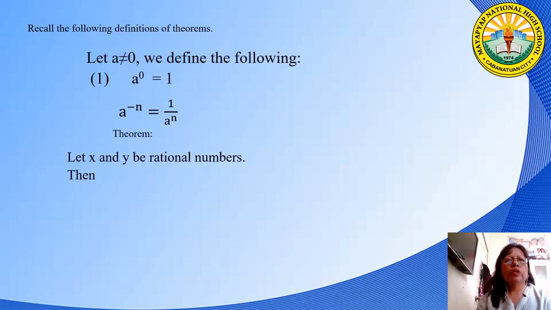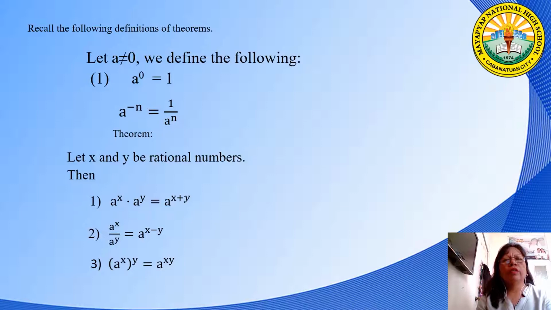Then for the following, let x and y be rational numbers. We have a raised to x times a raised to y equals a raised to x plus y, considering that x and y are exponents. So if the bases are the same, you add their exponents. Then we have a raised to x over a raised to y, same bases, so you subtract their exponents, a raised to x minus y. Then for a raised to x raised to y, that is equal to a raised to x times y, so you multiply their exponents.